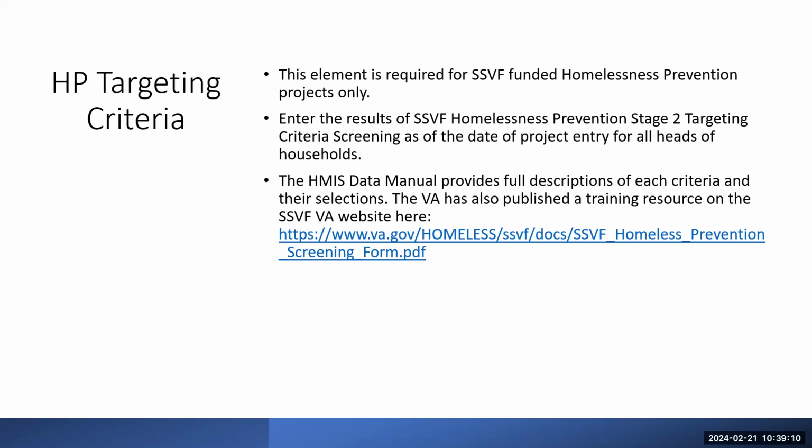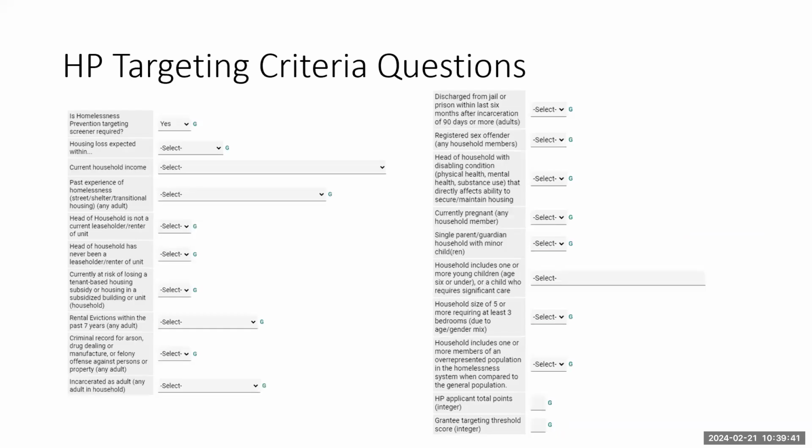HP targeting criteria. The element is required for SSVF funded homelessness prevention projects only. You must enter the results of the SSVF homelessness prevention Stage 2 targeting criteria screening that's used at project entry for all heads of household. The HMIS data manual provides full descriptions of each criterion and their selections. So utilize this link here to access that manual. This is what the HP targeting criteria questions look like within HMIS. It's a very long list that will auto-populate if you answer, is the homeless prevention targeting screener required?